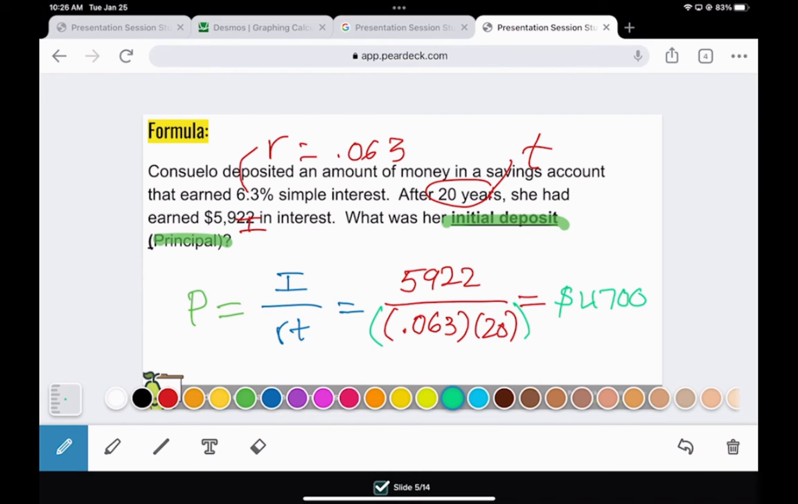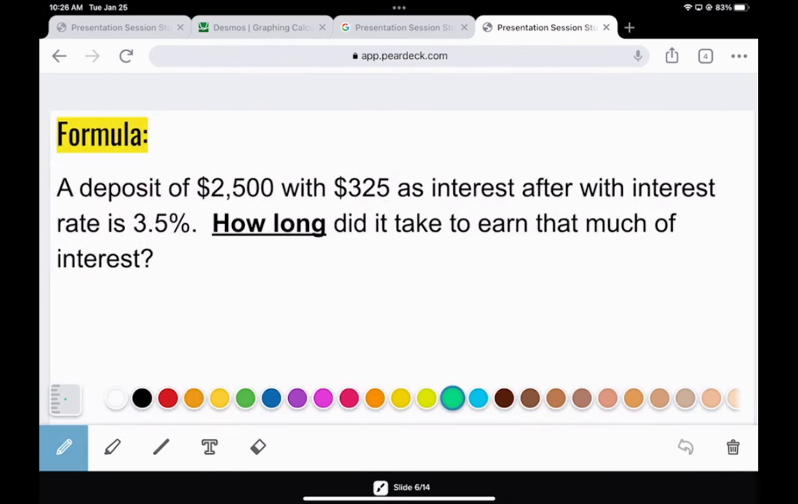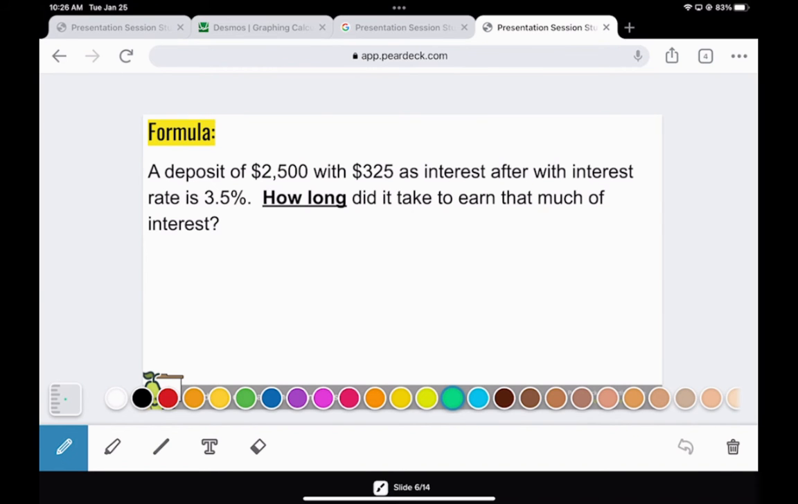Okay, so it's asking for initial deposit. Go ahead and take notes, copy it down. Let me know if you have any questions. So for this one, I'm not grouping them, I just go in different order. We just have to figure out which one we're going to use. So take a moment to jot it down. So one more, and then we'll move on to 8.2 unless you want me to do more examples.